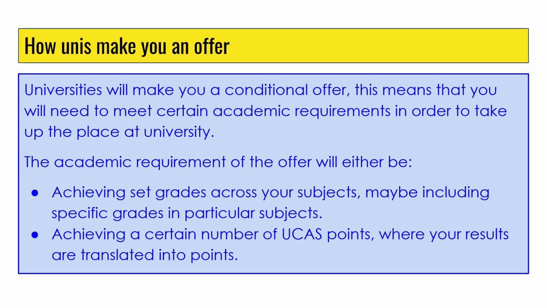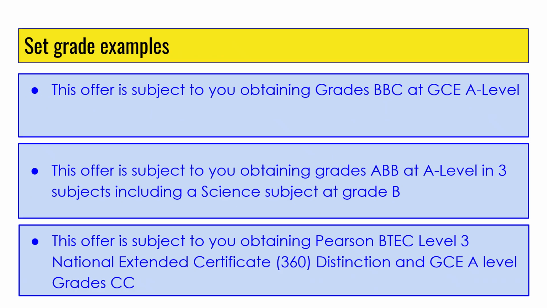It may be that you need to achieve set grades or better in your subjects, and sometimes it might go as far as you having to achieve a specific grade or better in a particular subject. The second way that universities might make you an academic offer is to talk about the number of UCAS points that you need. And this is where your results are translated into points based on where they sit on the UCAS tariff.